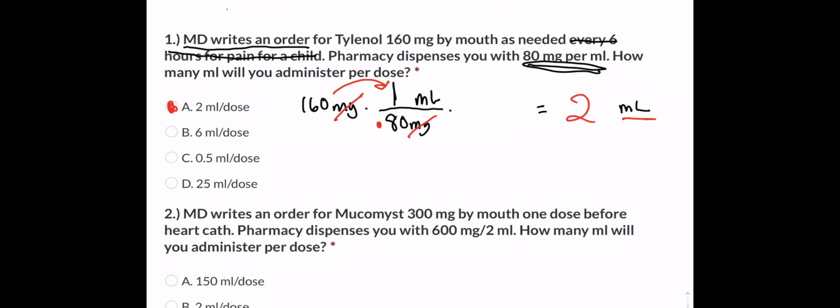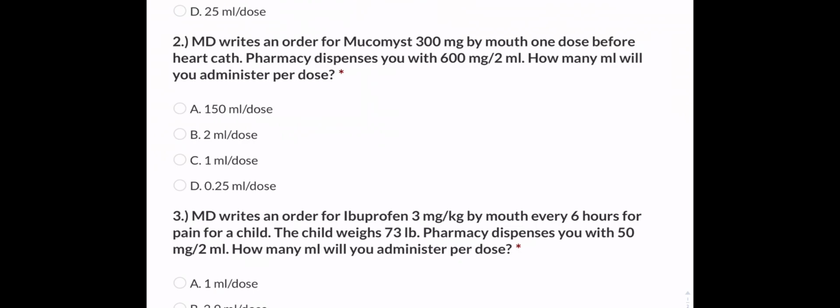The next question. I'm going to try not to skip any. I skipped too many steps because I'm so used to doing this so fast that I got to remember to slow it down for you guys. So let's try it again slowly. MD writes an order for Mucomyst, 300 milligrams by mouth, 1 dose before heart cath. Pharmacy dispenses you 600 milligrams in 2 mLs. How many mLs would you administer per dose?